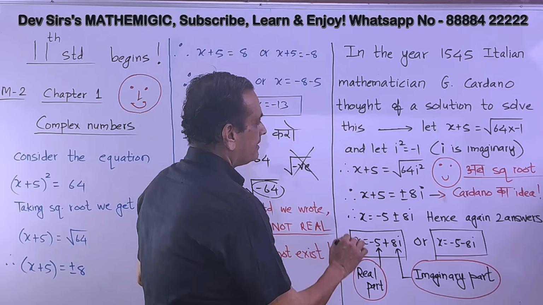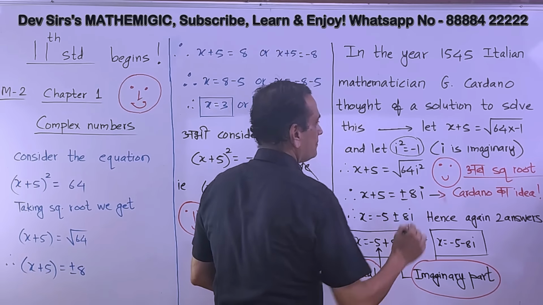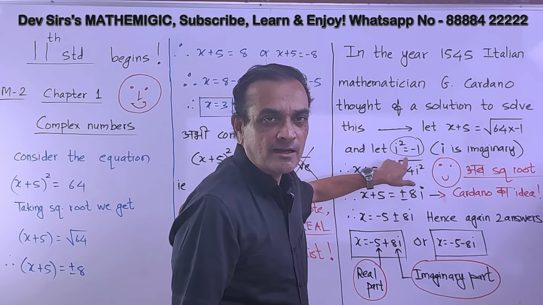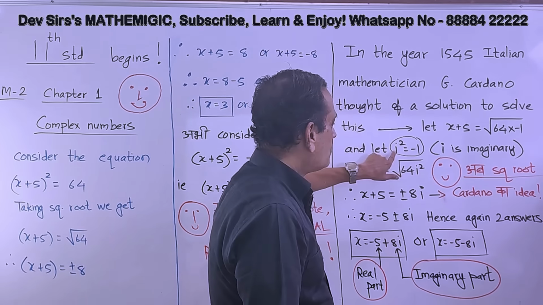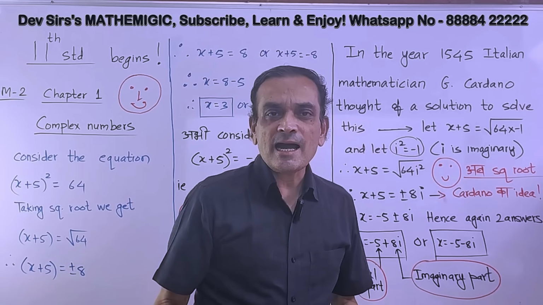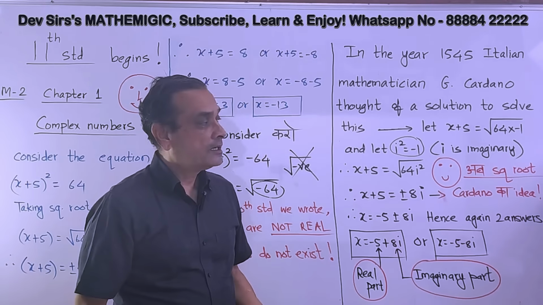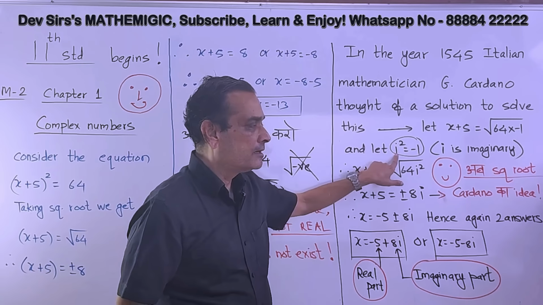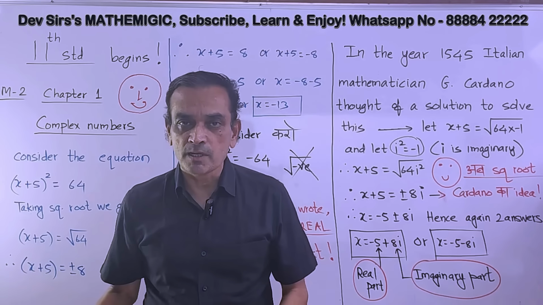उसके बाद क्या किया? Let i squared equal to -1. He could also call it as x squared, but यहाँ पे x है ऑलरेडी. उन्होंने सोचा let us call it as i. i stands for imaginary. He imagined that let -1 be equal to i squared. You can't change -1 to +1 or -1 to some other number.